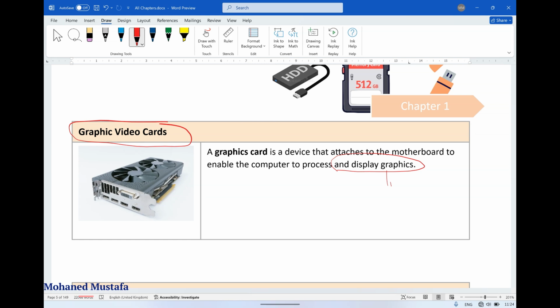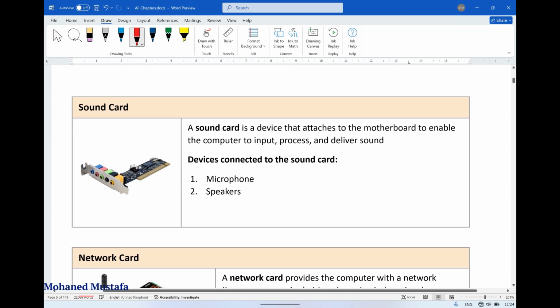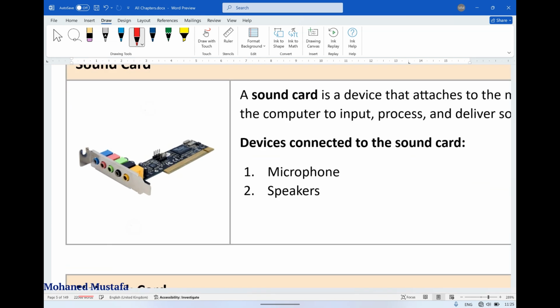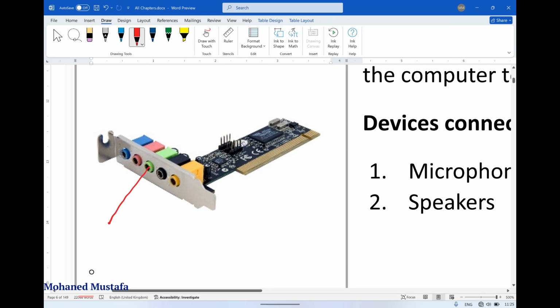Graphics. Graphics mean videos, isn't it? And other graphics. Do we need sounds? Microphone and speakers. What do we need? A sound card. Can you see? Here is where you connect your speakers. Here we connect your microphone if you have a headset. You get it? So this card will be attached from this side to the motherboard, just like the rest of them. Yes? And it will be enabling you to either input the sound or output a sound.